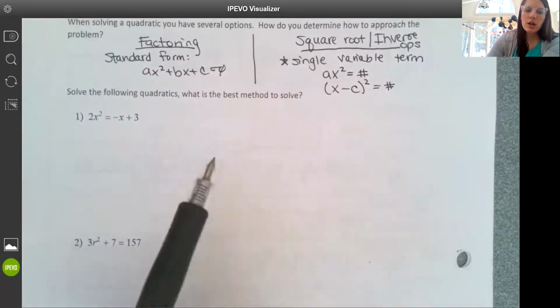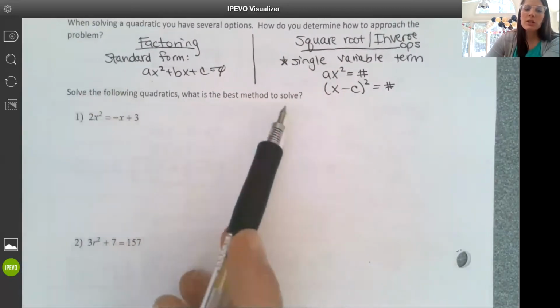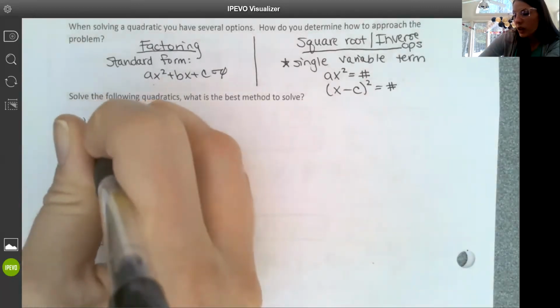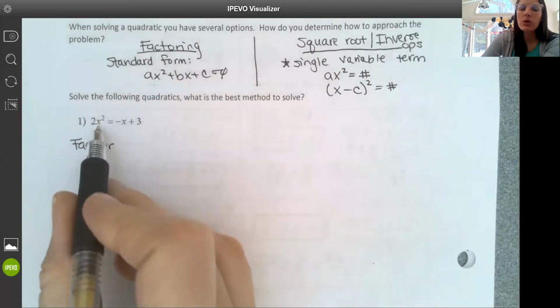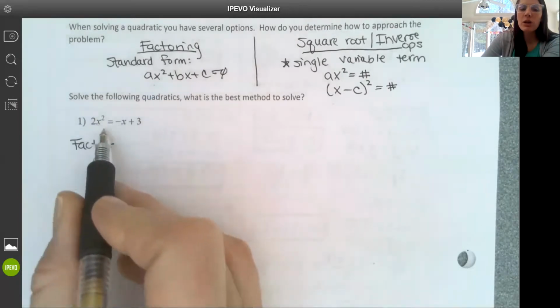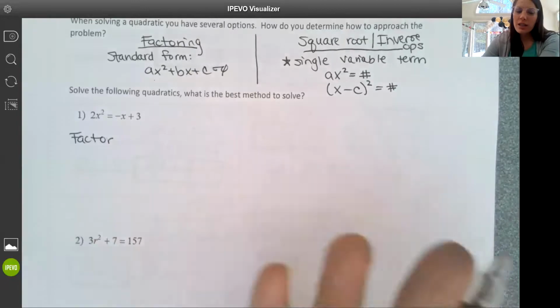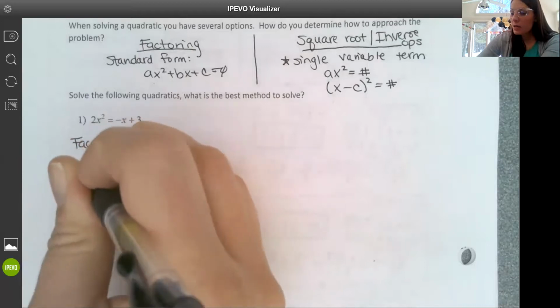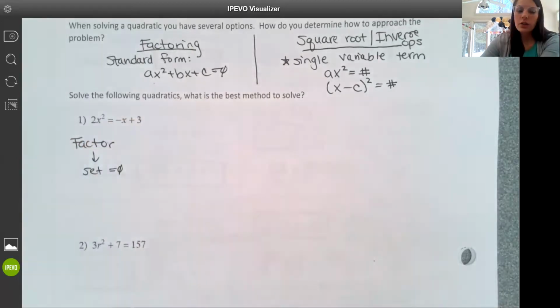So when I look at this first quadratic and it says solve the following quadratics, what's the best method to solve? We're going to factor here. And the way that I know that I'm going to factor is because I have both that degree 2 and degree 1 term, or my variable term, in more than one place, and they're not like terms. I'm not going to be able to combine them. So I need to get it set equal to 0 in order to factor. It's kind of funny because for one method, we have to get everything to one side, set equal to 0. For the other method, we're leaving our variable and we're moving everything over. So two different things that we need to think about and which one works when.